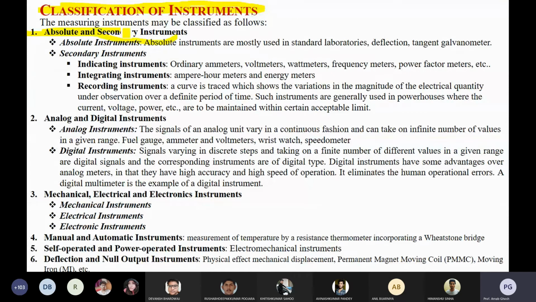It may be absolute, if it is showing an absolute reading, which most standard laboratories use. Suppose you have a manufacturing unit, and you are procuring some standard instruments from the Indian market, not from the foreign standard-giving organization.